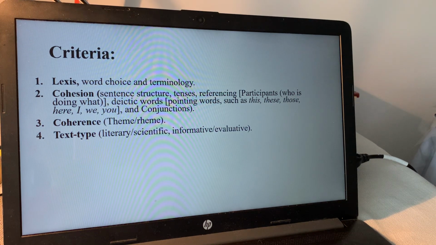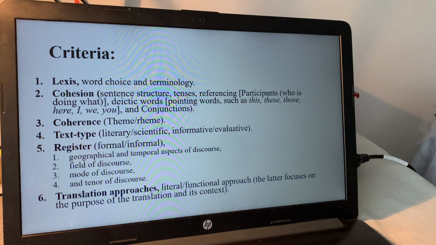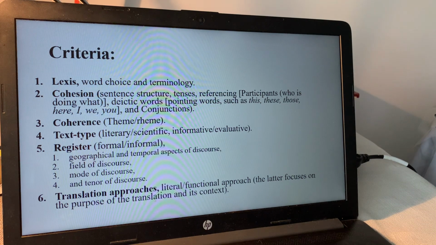Then the text type: is it a literary text? Is it a scientific text? Is it an informative text, or is it an evaluative text? The register, whether it's formal or informal, whether it uses some geographical or temporal aspects of discourse, or there will be a field of discourse or mode of discourse, what kind of field or mode or tenor. And then finally the approaches, whether we are using in a translation literal translation or functional approach or functional translation. And the latter, of course, focuses on the purpose of a translation and its context.